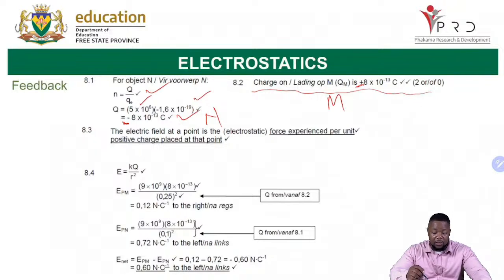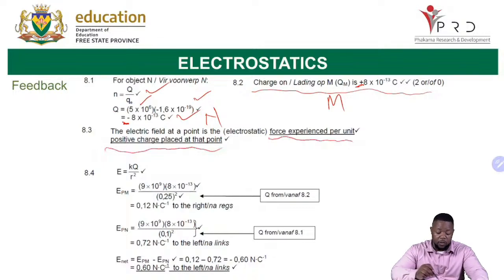Now, 8.3 says define electric field at a point. Electric field at a point is defined as the force experienced per unit positive charge placed at that point. And this underlining indicates that all the words that are there should be there for a mark to be awarded. The last question says calculate the net electric field at point P due to the two charges. We use the formula for calculating electric field as E is equal to kQ over r squared. The value of k is given on the data sheet.